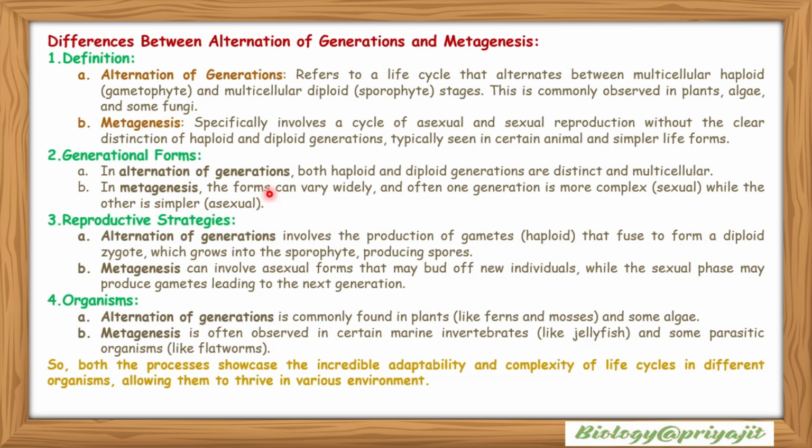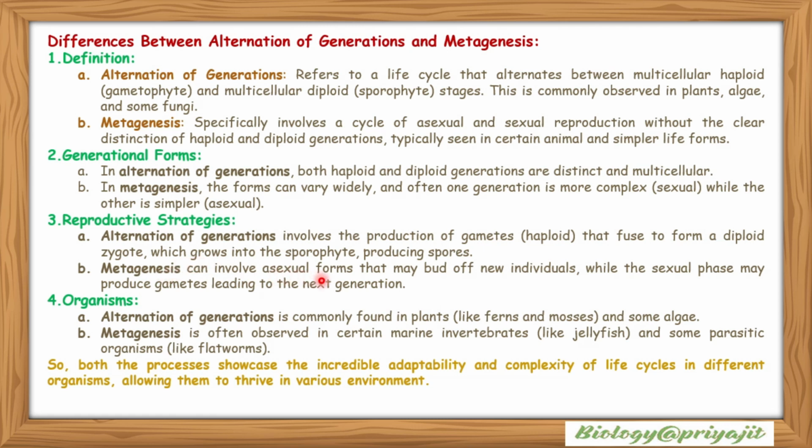The second one is the generational forms. In alternation of generations, both haploid and diploid generations are distinct and multicellular, but in the case of metagenesis, the forms can vary widely and often one generation is more complex while the other one is simpler, that is asexual. Reproductive strategies: alternation of generations involves the production of haploid gametes that fuse to form a diploid zygote, which grows into the sporophyte producing spores.